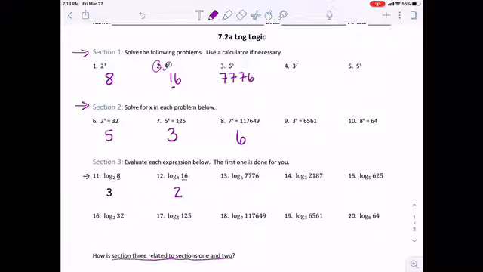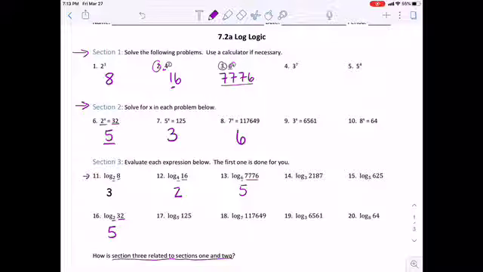If you look at problem 13, which is read log base 6 of 7,776, well, somewhere in sections 1 and 2, we use those numbers. You're right, it was problem 3. We have the 6, we have the 7,776. The only number we're missing is the 5, and so on. Number 16 says the log base 2 of 32. You may have noticed that problem 6 uses the 2 and the 32, and the number that we were looking for was 5.